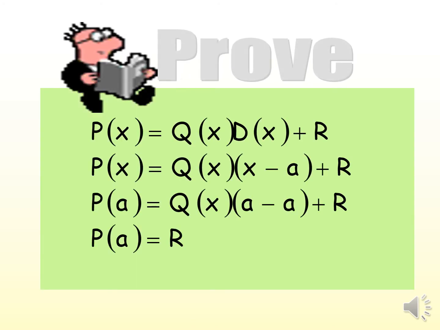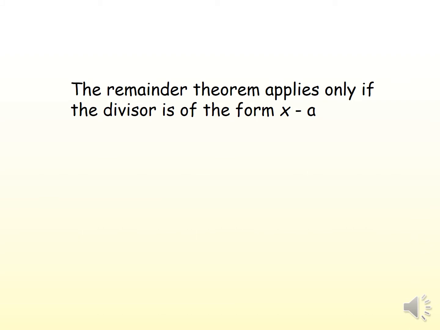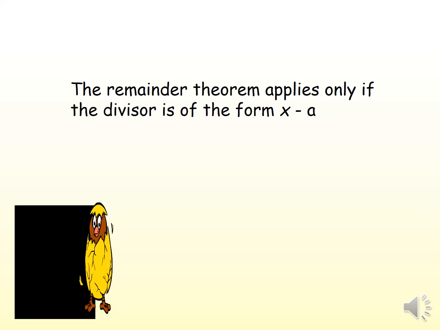So P(x) equals Q(x) D(x) plus R, where Q(x) is the quotient, D(x) is the divisor, and R is the remainder. The remainder theorem applies only if the divisor is of the form x minus a.